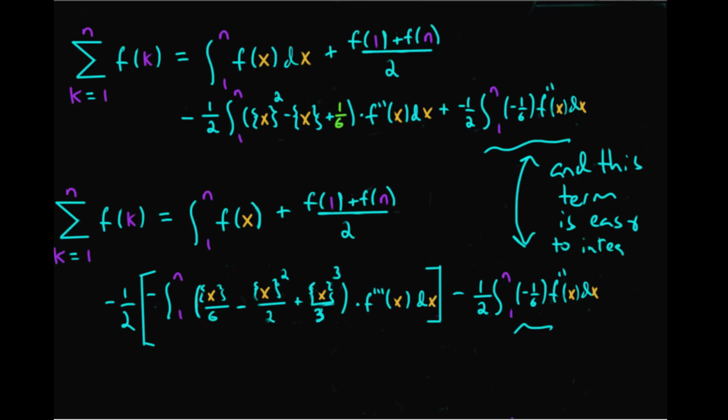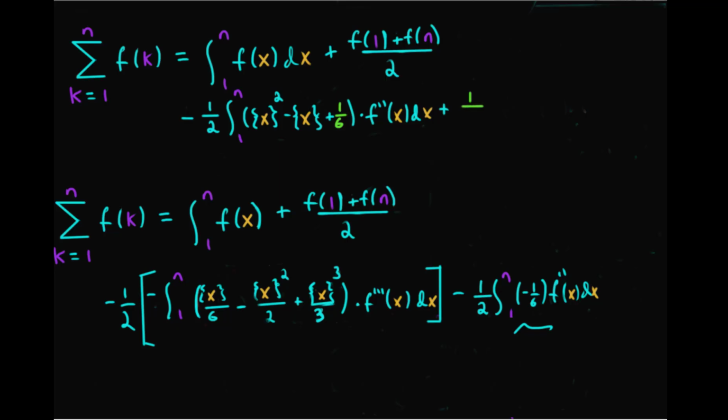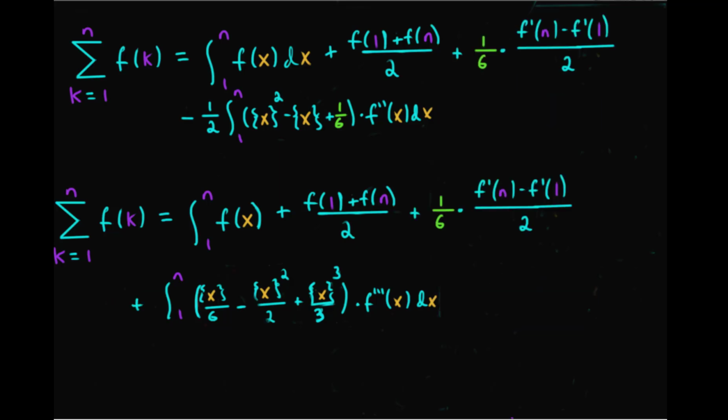But as it happens, that integral is really easy to evaluate. That integral would equal, well, we have a double negative there, so that becomes a positive, and we get plus, I'll switch around the order of the coefficients here, plus 1/6 times f prime of n minus f prime of 1 all over 2. And so we get that in both of these equations here. So I'm just going to rearrange those terms so that the final term in both of these equations is the remainder integral in different forms.